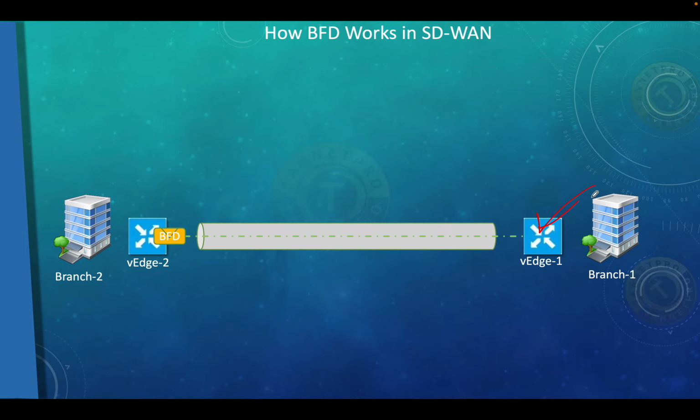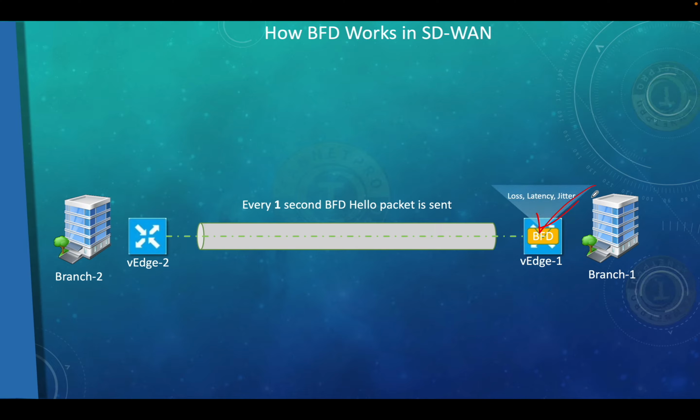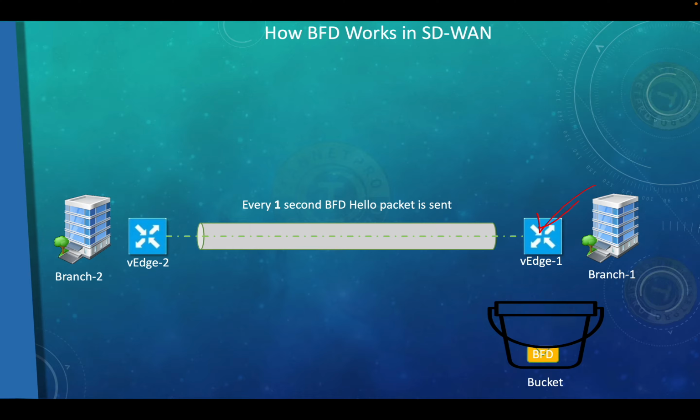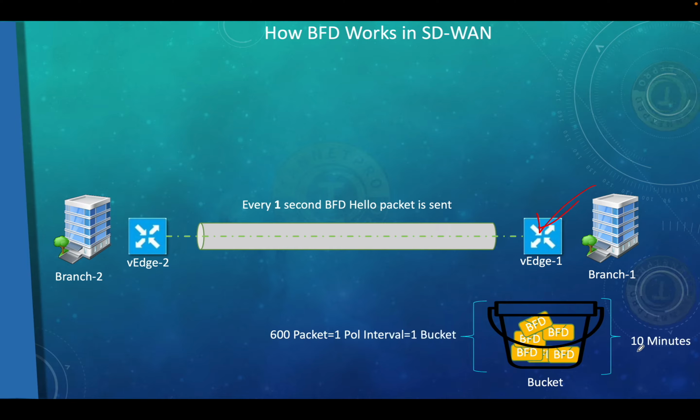Then it's to collect the link health information, I would say. Even to check the link liveliness. Then one bucket is created, and that bucket collects all the BFD packets for 10 minutes. In 10 minutes, if one packet travels every 1 second, that gives 600 packets.